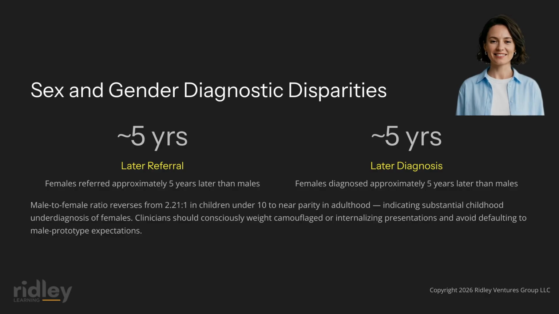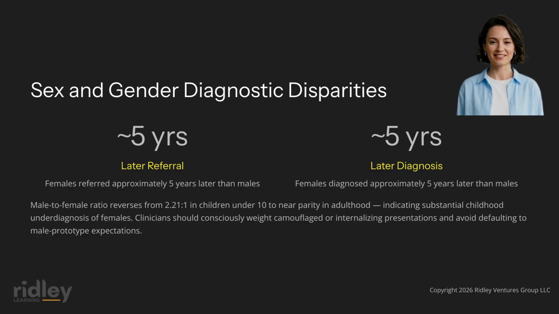Among children and adolescents specifically, median age of referral was 10.5 years for females versus 7.5 years for males, and median age of diagnosis was 11.9 versus 9.3 years. Both of these differences were statistically significant and almost certainly not due to chance. The observed male-to-female ratio was 2.21 to 1 in children under 10 years, but this reversed to 0.79 to 1 in adolescence and 0.94 to 1 in adulthood. That tells us there's substantial childhood underdiagnosis that's only partially corrected through later identification.